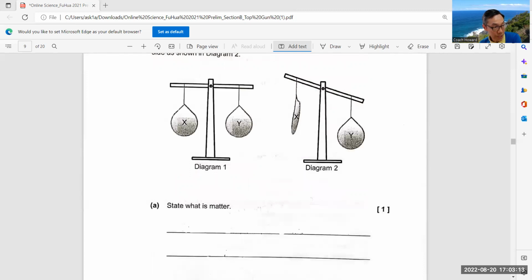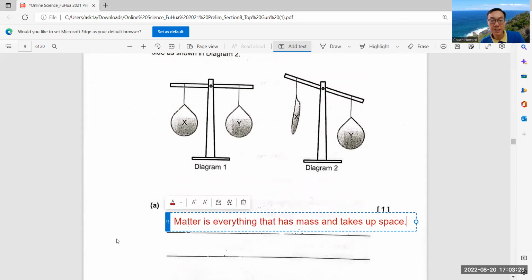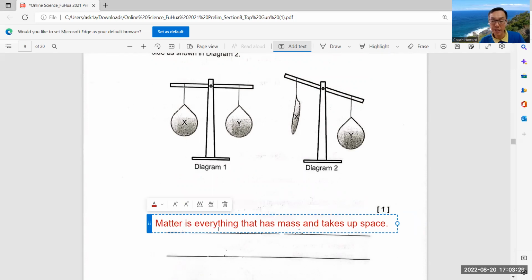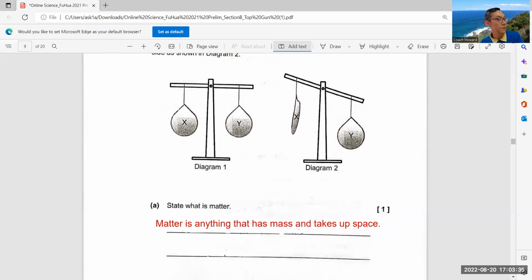Actually, this answer is very simple. If you memorize it, this one is asking for the definition. What is matter? If you notice in P4, you should have learned this. Matter is anything that has mass and occupies space. Matter can be in solid, liquid, or gaseous state.